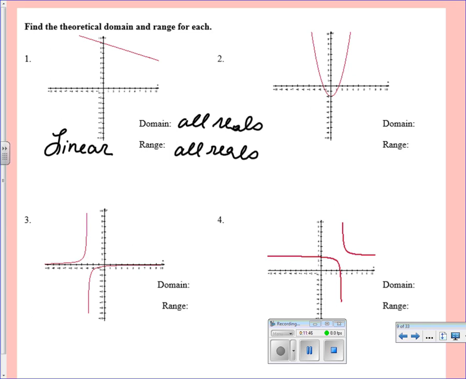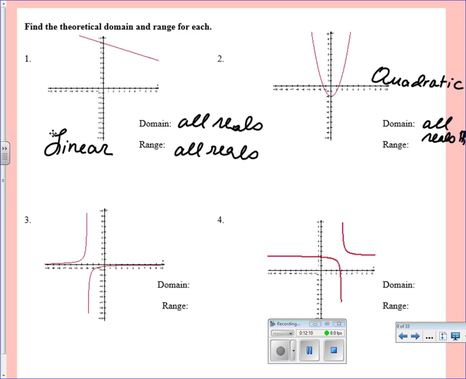Okay, what about this one? This next one, what family does it come from? Yeah, this is quadratic. So you should always be able to identify the family. Now, this one we have to take a look at. Can I pick any number I want for x? Yes. So all reals.